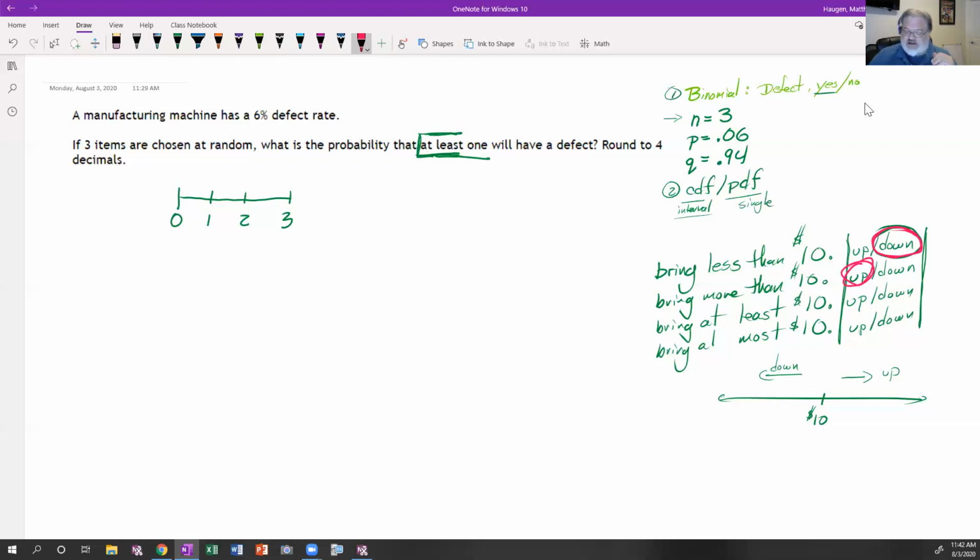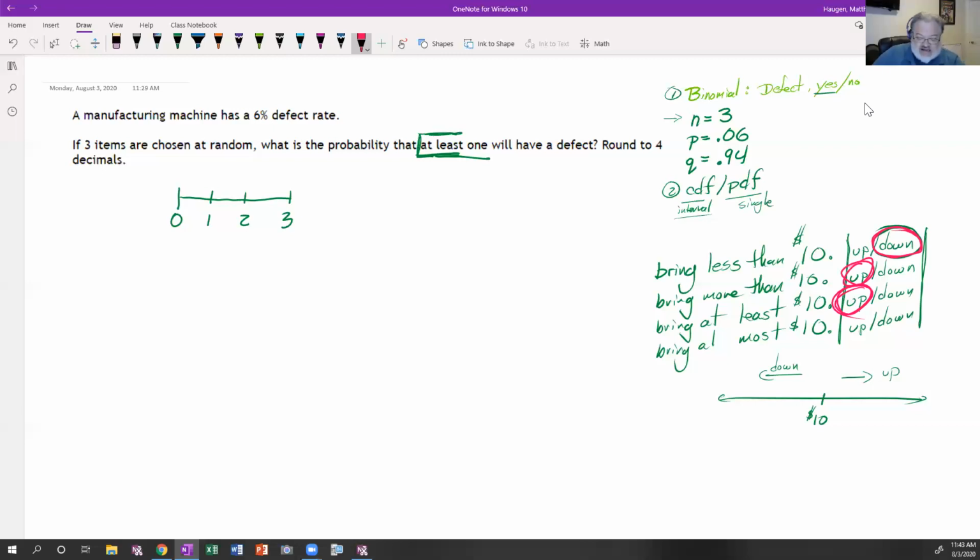If you have to bring at least $10, well, you could bring $10, but you could also bring 15, you could bring 20. Bring at least $10, that's the minimum. So that's also going to be an upward. Fair?